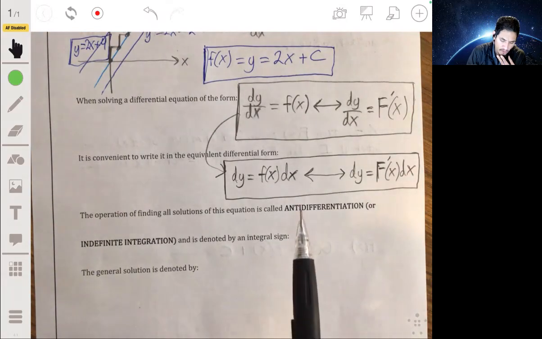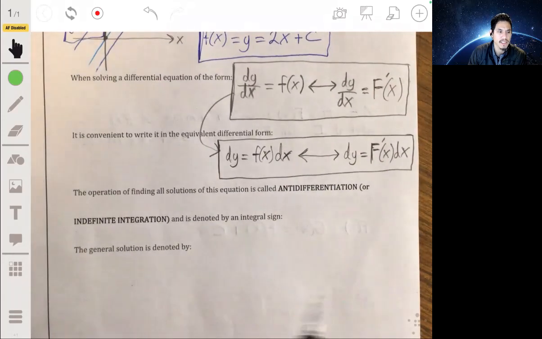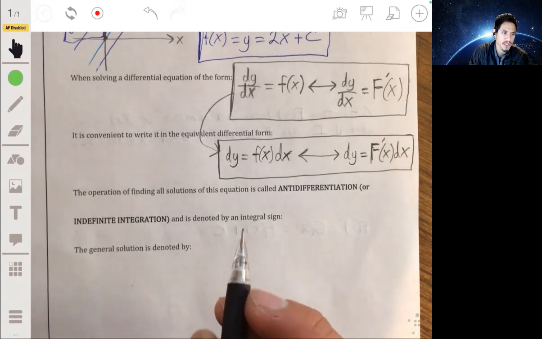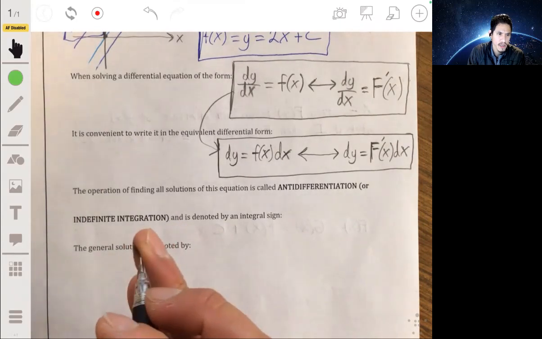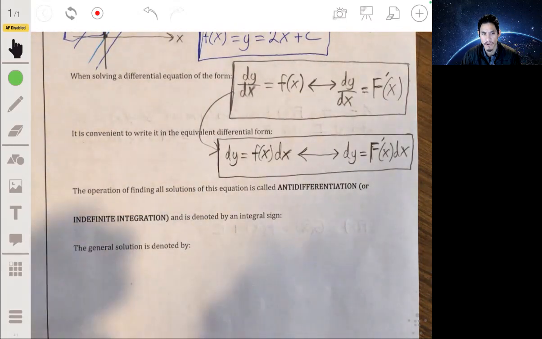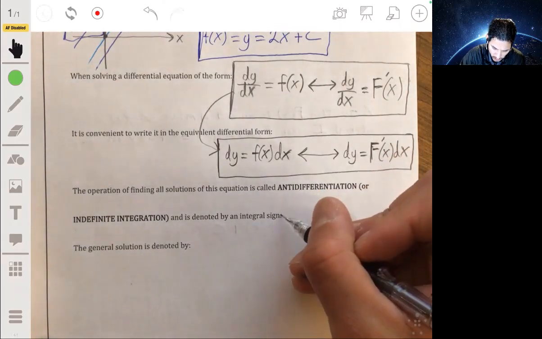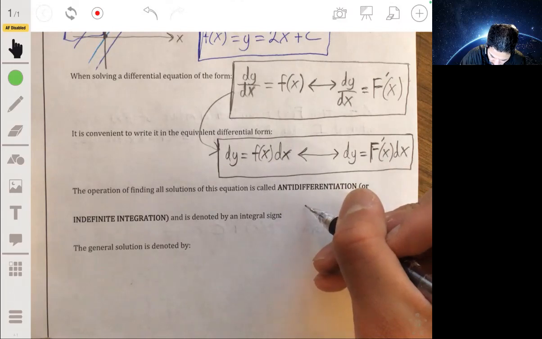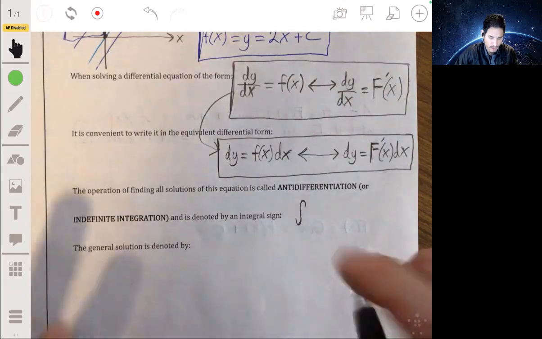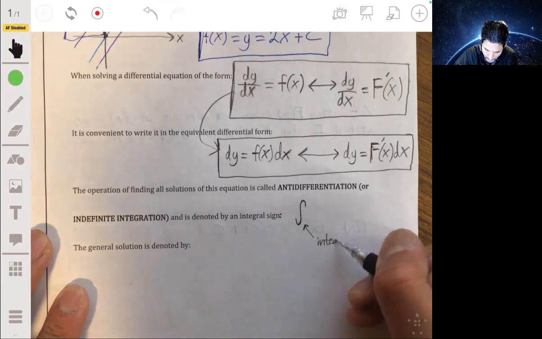So we've been calling it anti-differentiation, but the more proper term is known as integration. And for now, we're going to be doing what's called indefinite integration. And we call it indefinite integration because we're going to get an expression, we're going to get an equation, we're not going to get a defined number. And we're going to use this integral symbol, which is going to look like a stretched out S. This is going to be our new symbol of the chapter. This is an integral sign.